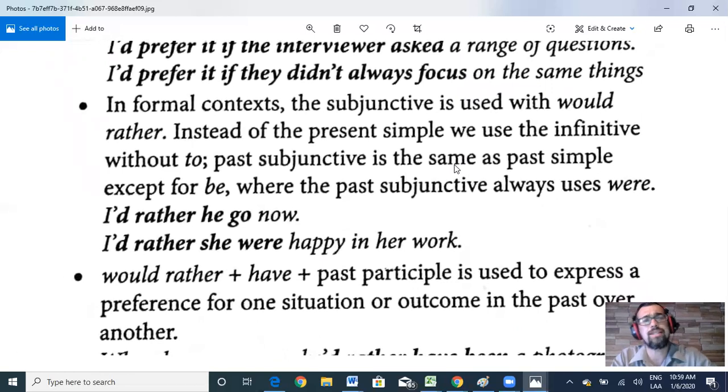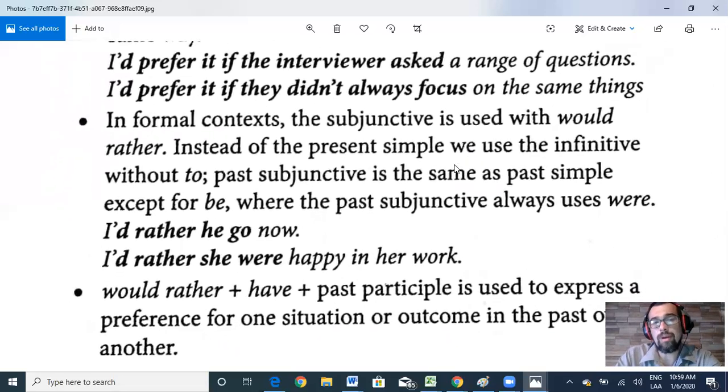In formal context, the subjunctive is used with would rather. Instead of the present simple, we use the infinitive without to. Past subjunctive is the same as past simple except for be, where the past subjunctive always uses were. So I'd rather he go now, or I'd rather she were happy in her work. Okay, so those are the examples in this case.